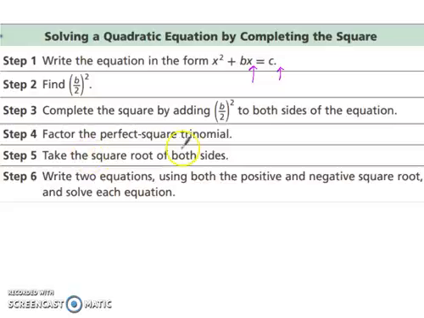Then we're going to take the square root of both sides, and then we're going to write two equations using both the positive and negative square root, and then solve each. This might be easier if we look at an example.